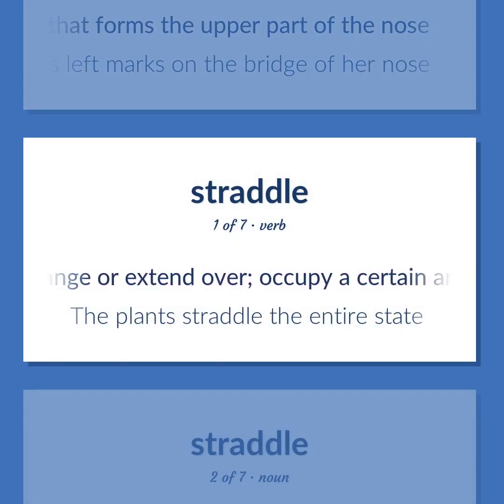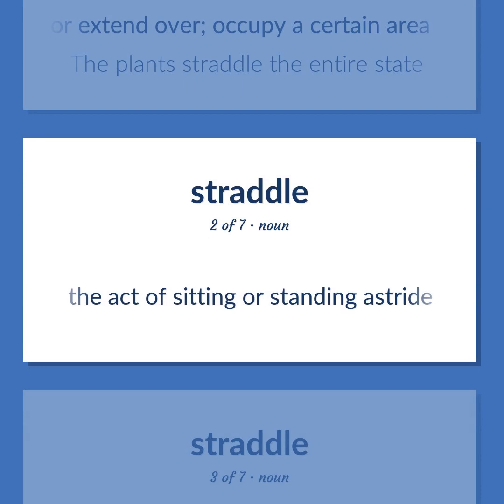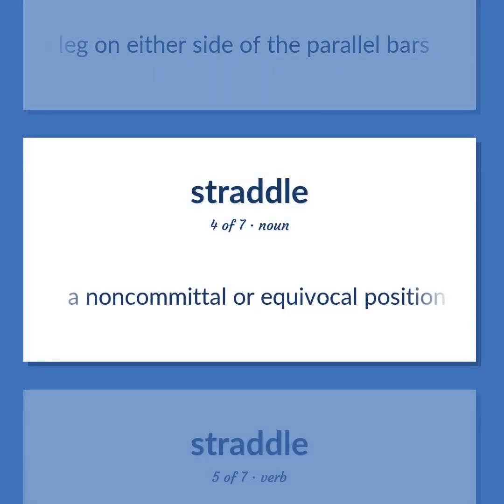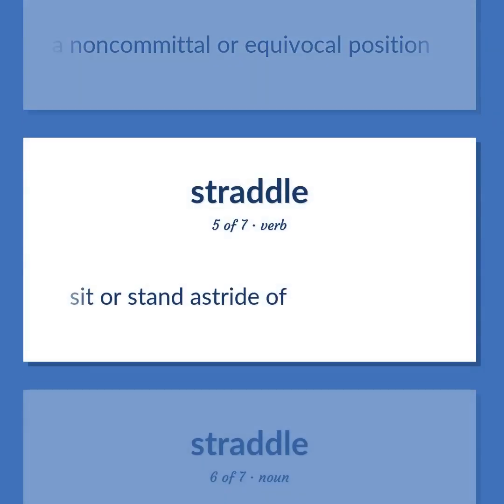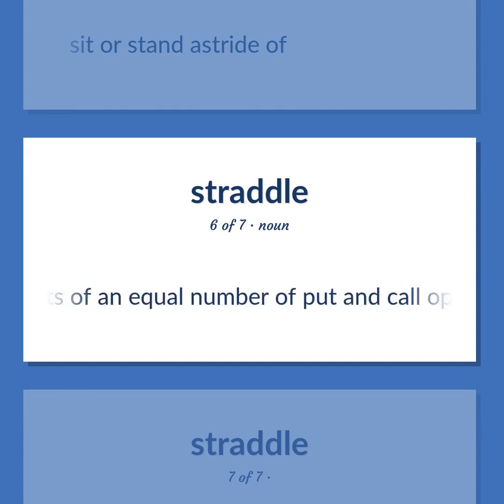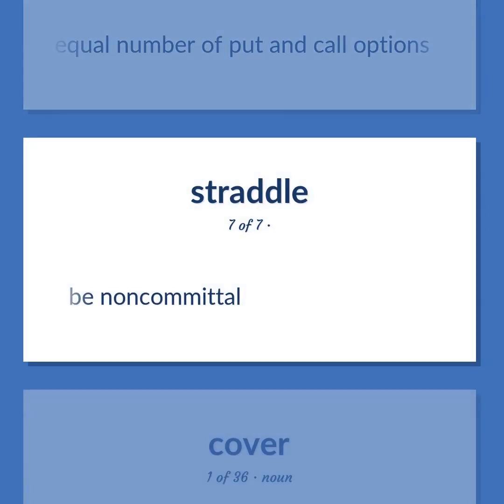Range or extend over. Occupy a certain area. The plants straddle the entire state. The act of sitting or standing astride. A gymnastic exercise performed with a leg on either side of the parallel bars. A noncommittal or equivocal position. Sit or stand astride of. The option to buy or sell a given stock, or stock index or commodity future, at a given price before a given date, consists of an equal number of put and call options. Be noncommittal.